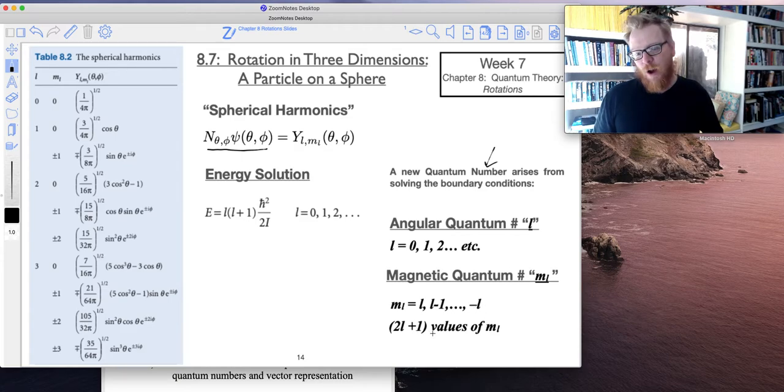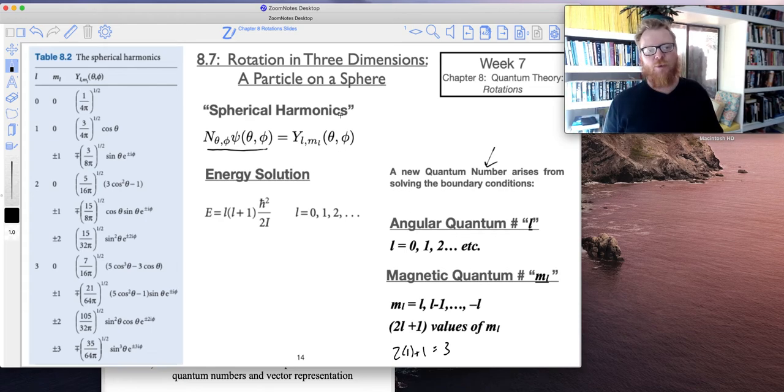So where do I get this 2L plus 1 values? Well, for example, if L is equal to 1, then M_L can be 1, 0, or negative 1, right? So where do I get the 2L plus 1 values? Well, remember, if L was 1, 2 times 1 plus 1 equals 3. That was 3 values of M_L. So we're going to see this 2L plus 1 come up, okay?